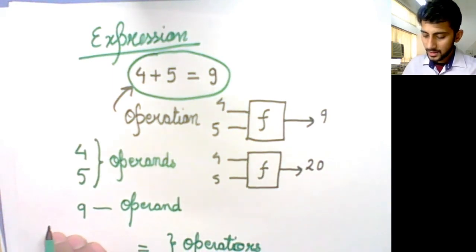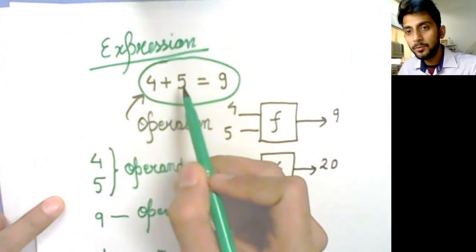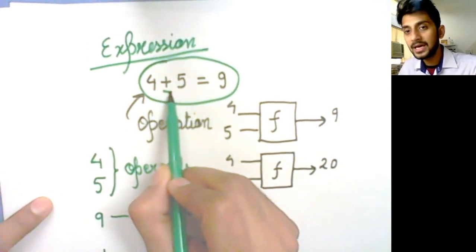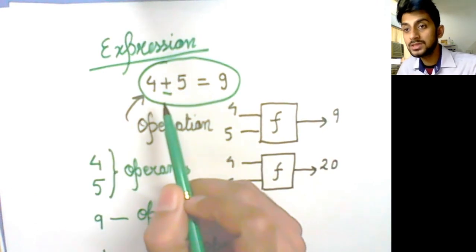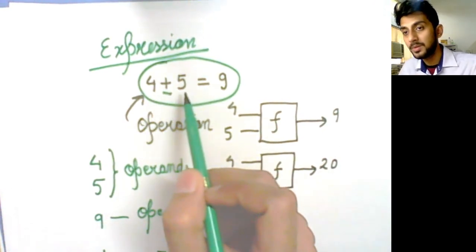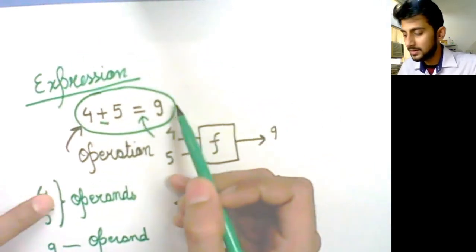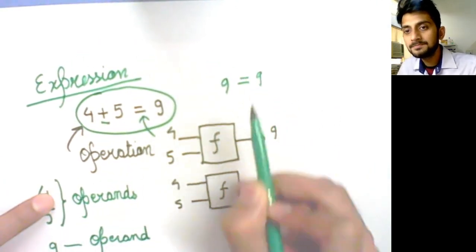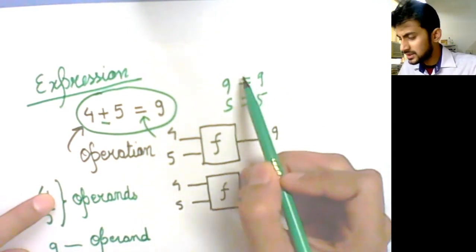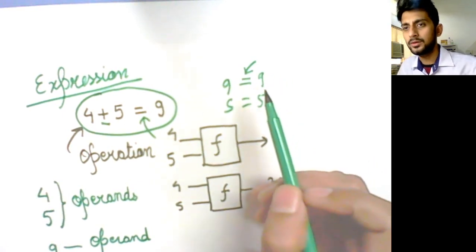Similarly, we can have different operators. The operator 4 plus 5, plus is called a binary operator, because to operate plus there should be at least two things, two different things or two similar numbers. That's why binary operator. Whereas equals to may and may not be binary. I can write 9 equals to 9, 5 equals to 5. So this equals to sign may not be a binary operator. It can be a unary operator also.